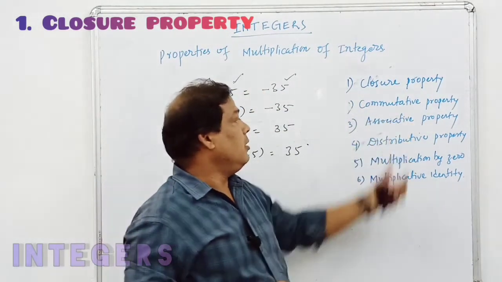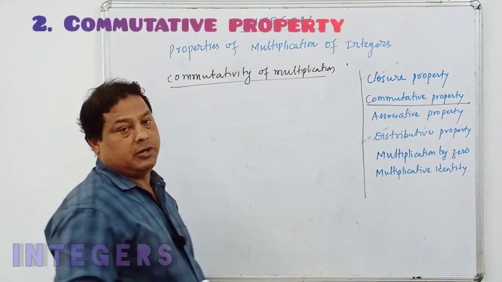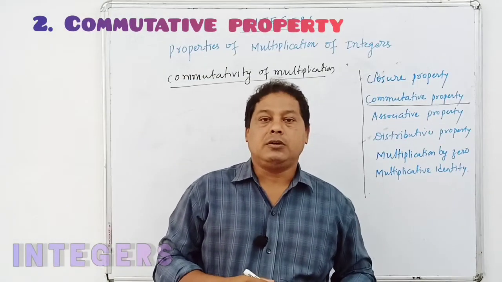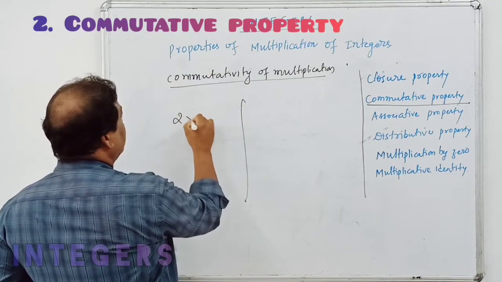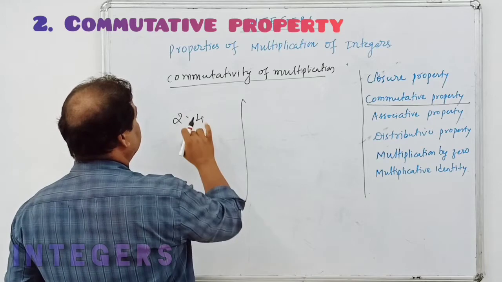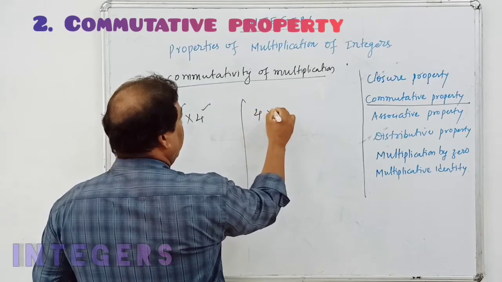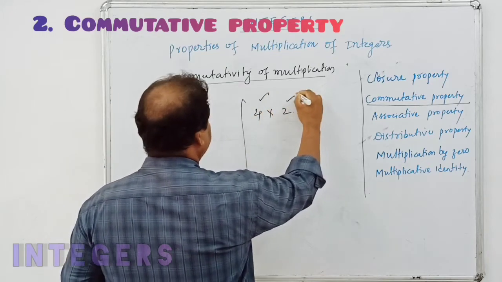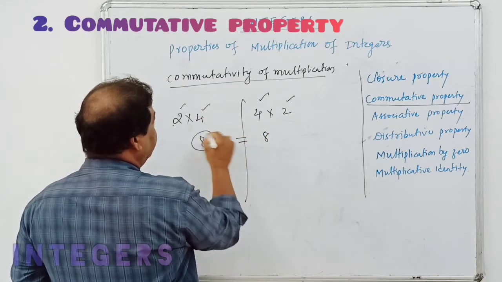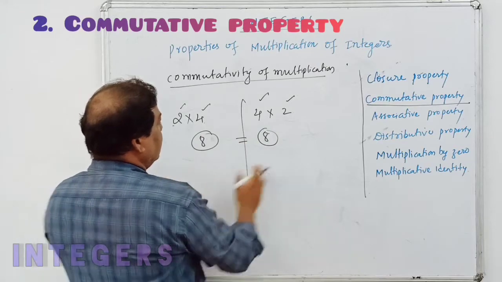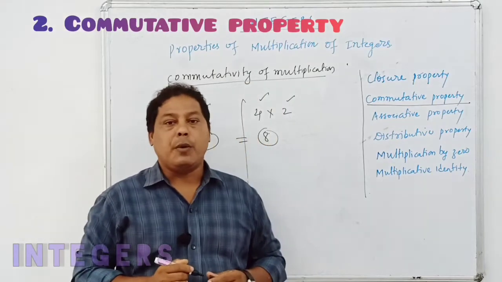So now we will see the next topic, that is the commutative property, commutativity of multiplication. We know that multiplication is commutative for whole numbers. See here, 2 into 4: 2 is a whole number, 4 is a whole number. 4 into 2: 4 is a whole number, 2 is a whole number. 2 fours are 8, 4 twos are 8. That means 8 is equal to 8. In the LHS and the RHS, both are equal. Can you say multiplication is commutative for integers?